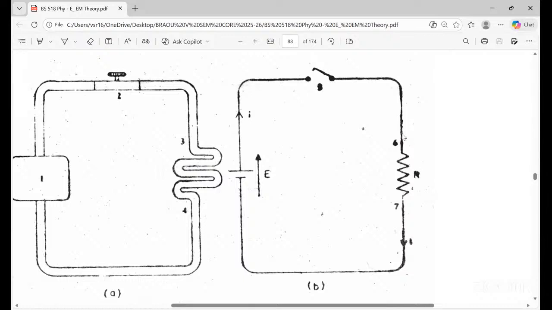If I and R are there, definitely there should be a V, because of Ohm's law. The current I passes through this closed circuit. If I is there and R is there, then V equals IR. In place of V, we write E.